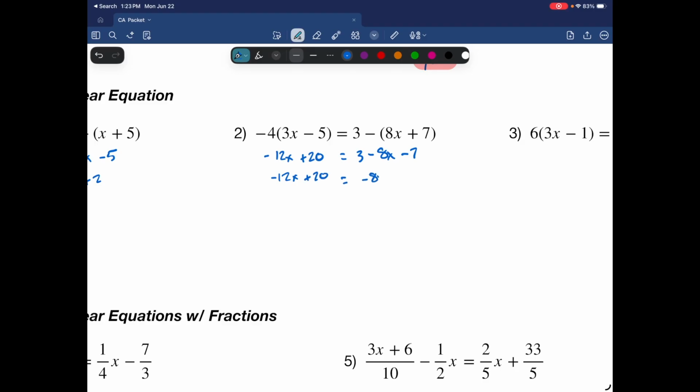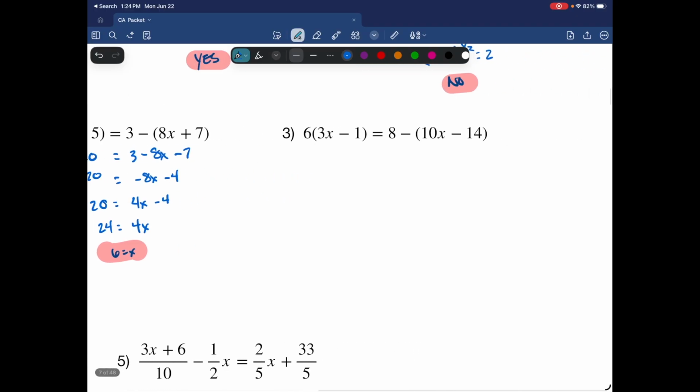Equals negative 8x minus 4. All right, both sides are negative, so you can just get in the habit of moving everything to the left, all your x's to the left, so it reads x equals something when you're done. Or I'm going to move the 12x, and so that's going to be 20 equals 12x minus 8x is going to be 4x minus 4. So it's going to be 24 equals 4x. 6 equals x. So there you go.